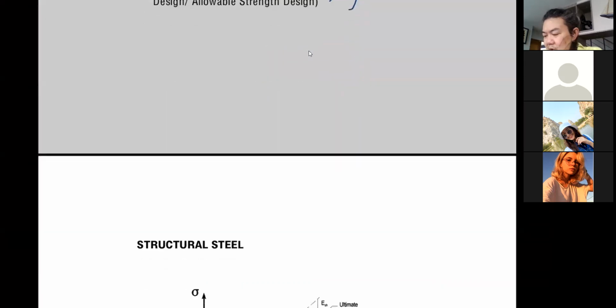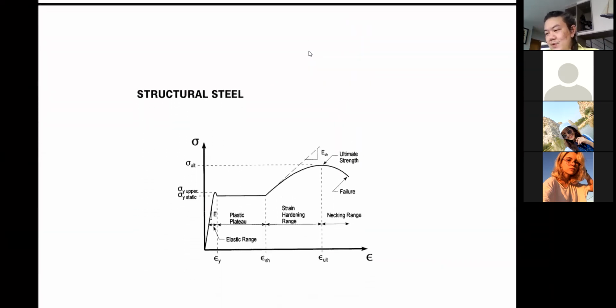Okay. So in case you don't know, we are going to use steel in this class. We're not going to use anything else. It's steel predominantly because this is the steel design class. And I can say that because I'm not the one who covers the timber design part. Okay.